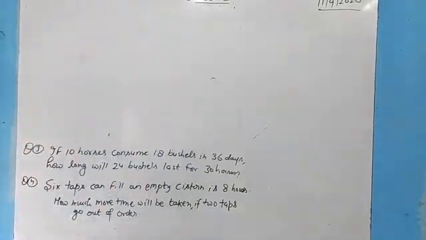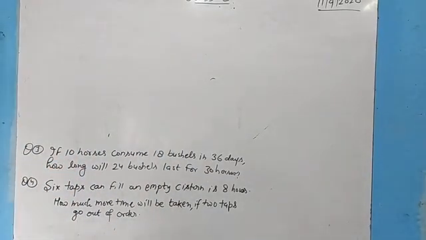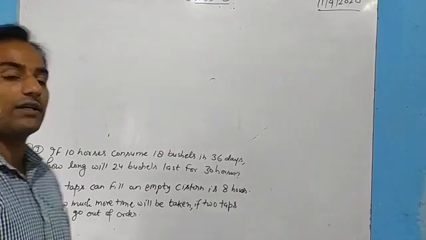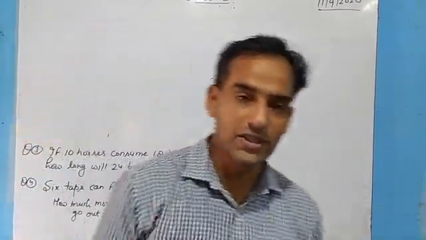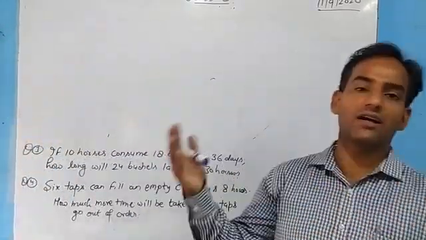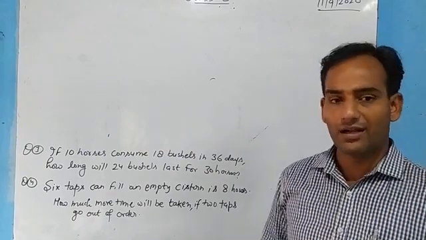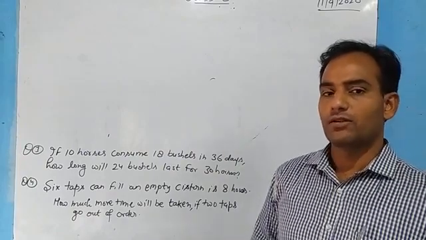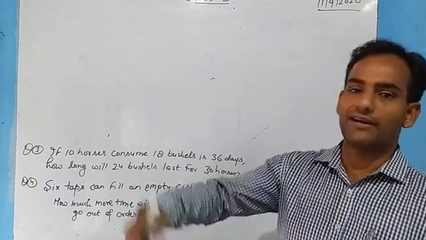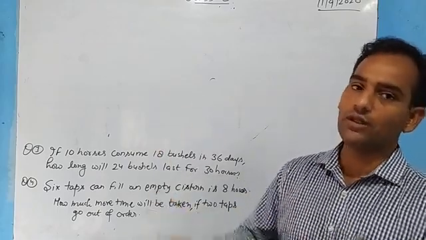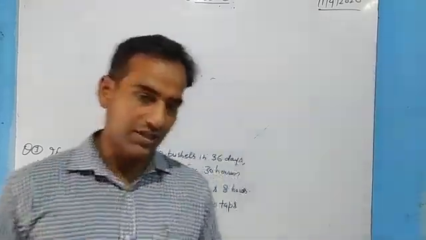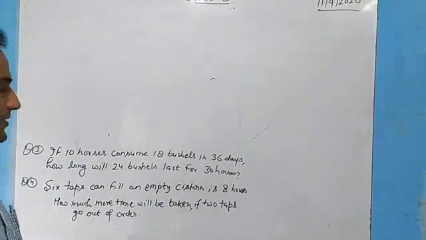The third question we have is: if 10 horses consume 18 bushels in 36 days. 18 bushels means you can say a bundle of grass, a heap of grass. You must have all seen it in villages. People used to bind the grass and give it to horses or to cows or to their pets. Now, if 10 horses consume 18 bushels in 36 days.